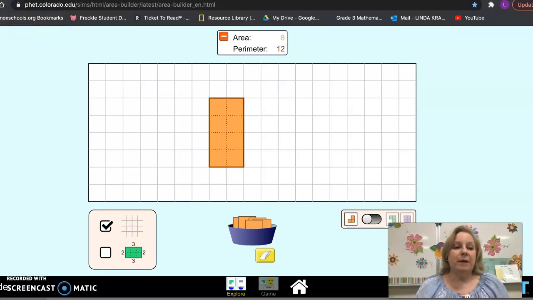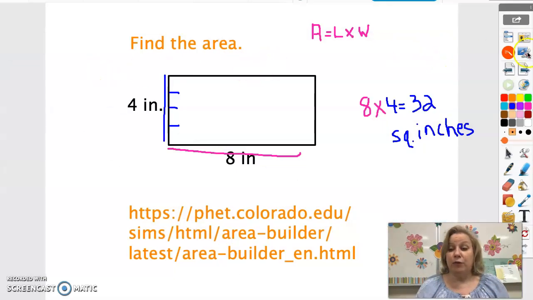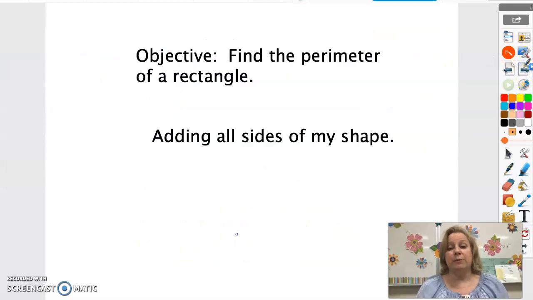All right, now that we've reviewed area a little bit, I wanted to go on to perimeter, and that's what we're going to be learning today. When I think about perimeter, I think about adding. I'm adding all sides of my shape, all the measurements of the sides of my shape. So I can find the perimeter of really all kinds of shapes as long as I have some kind of measurements on them.